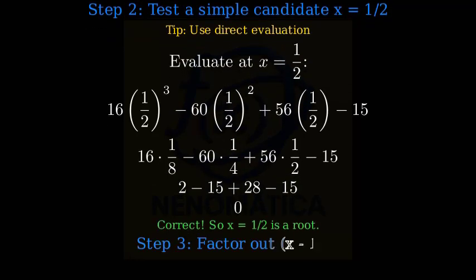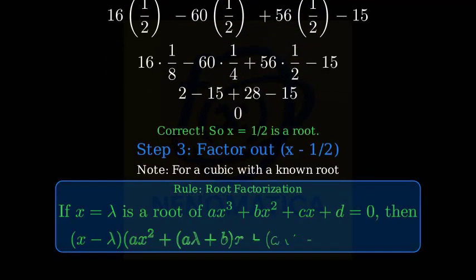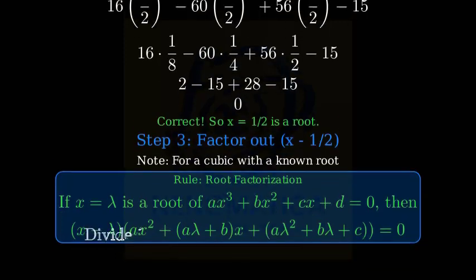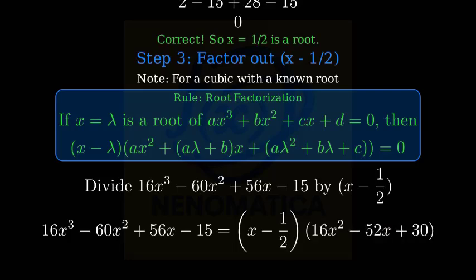Step 3. Now that we found x equals 1/2 is a root, we can factor out x minus 1/2 from our cubic equation. For a cubic equation, if lambda is a root, then we can factor it as x minus lambda times a quadratic expression. Using polynomial division, when we divide 16x cubed minus 60x squared plus 56x minus 15 by x minus 1/2, we get the quadratic factor 16x squared minus 52x plus 30. So our equation becomes x minus 1/2 times 16x squared minus 52x plus 30 equals 0.